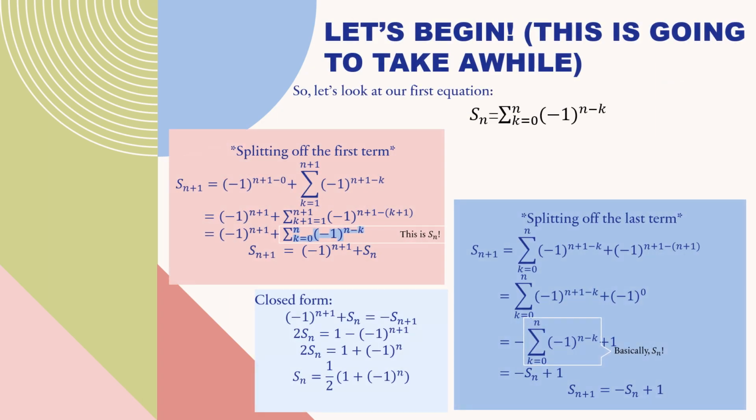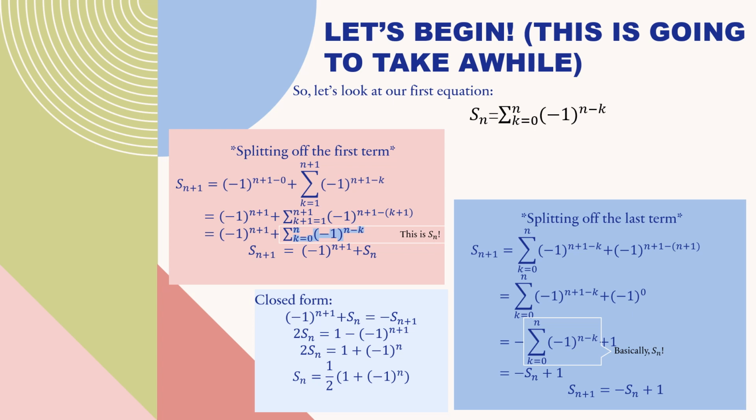This is the first equation. So we have S sub n equal to the sum of (-1)^(n-k) as k goes from 0 to n. This is our first term, this is going to be our last term, and this is going to be our closed form. For each equation that I did, it'll be the same setup. This box will be the first, this box will be the last, and this one will be the closed form. And for the closed form, you just have to do some simple algebra over here to get it.